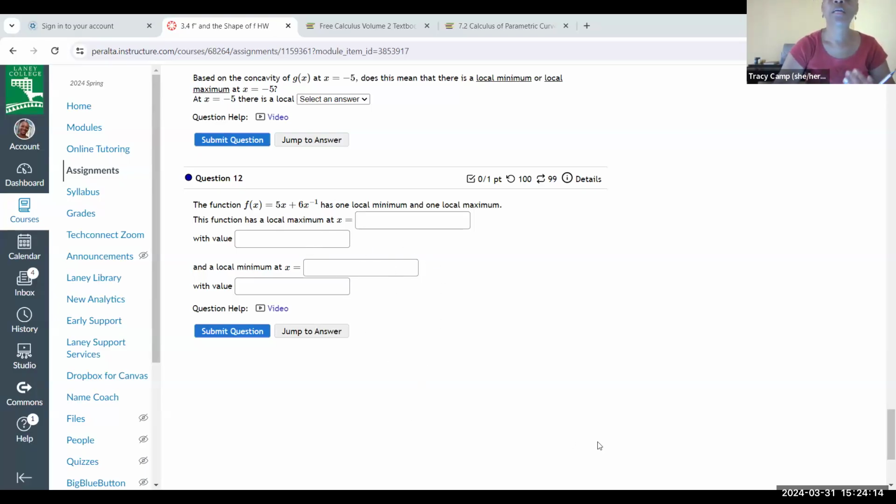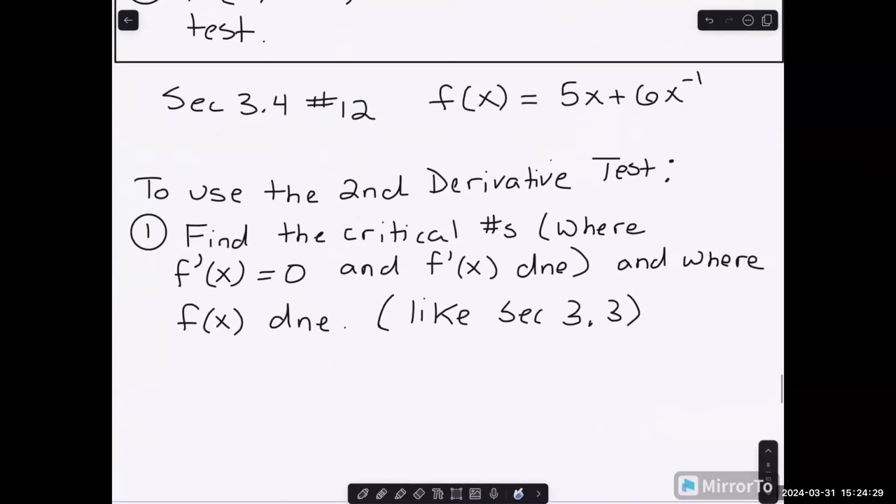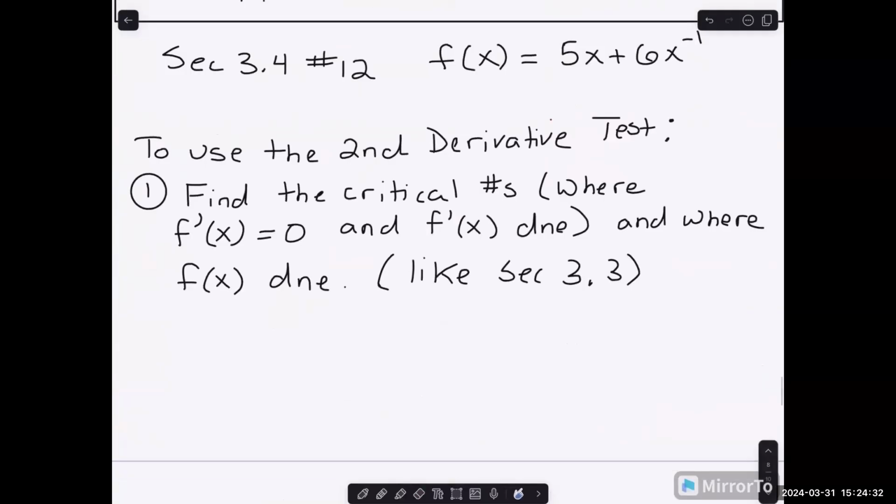You can do that using the techniques we've already talked about, but you can also do this using the second derivative test. So that's what we're going to do right now, just to practice using the second derivative test. I wrote the problem down and also the steps for using the second derivative test.